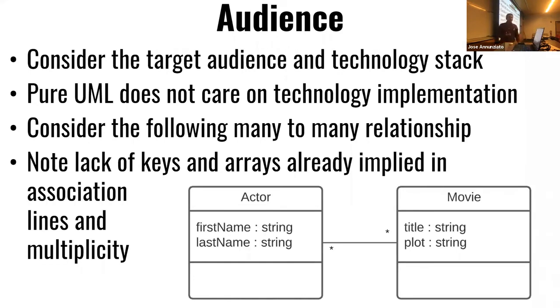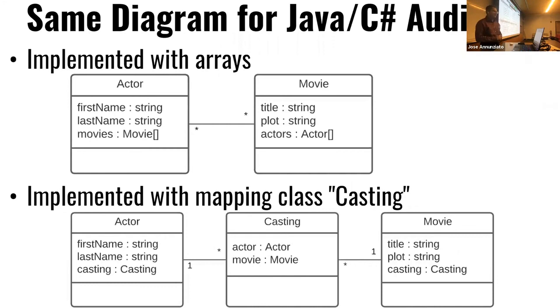But if the audience is Java or C# or some programming language, you might want to add something that might be useful for the implementer, right? You might say, oh, I'm going to implement it with an array. I'm going to add movies, and it's an array of movies, and an array of actors, and that's how it's being implemented. But that's an implementation detail, yes? And that's the point of UML anyway, right?